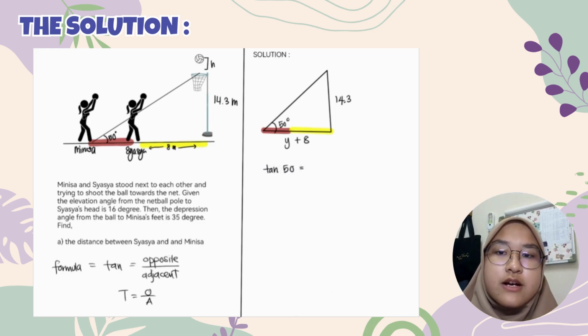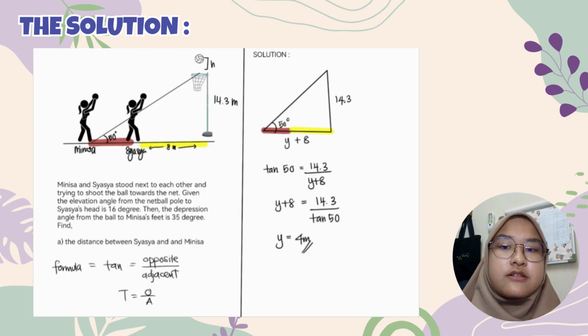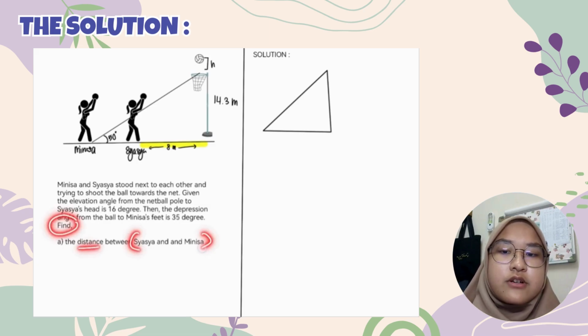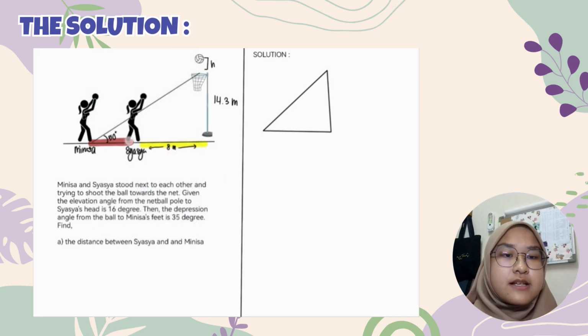We are going to use y because we are going to find the distance between Shasha and Minisa. So we are going to replace the amounts in the formula. Tangent 50 degrees equals 14.3 over y plus 8. And with that, we are using algebra. Just switch the places of tangent 50 degrees and y plus 8. And we get y equals 4 meters. So in conclusion, the distance between Shasha and Minisa is 4 meters.